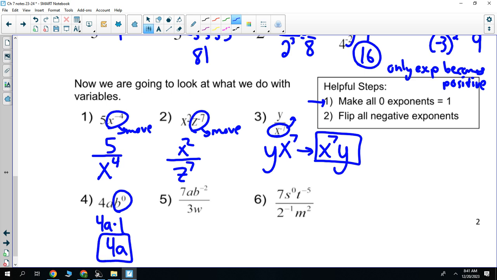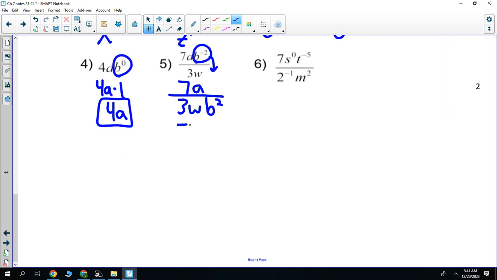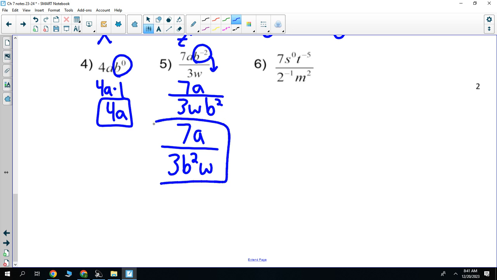Okay, if I take a look at number 7, no 0 exponents, but I do have a negative exponent. The only thing that has a negative exponent is this b. So that's going to have to move. Everything else is going to stay. So the 7a is going to stay on top. The 3w is going to stay on the bottom. And the b squared is going to move down to the bottom. Now, usually we put things in alphabetical order. So I would rewrite this as 7a over 3b squared w. See how the only thing that moves is the b to the negative 2. When you moved it, the exponent becomes positive.